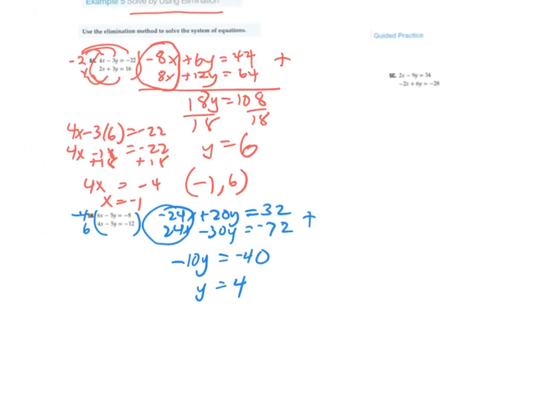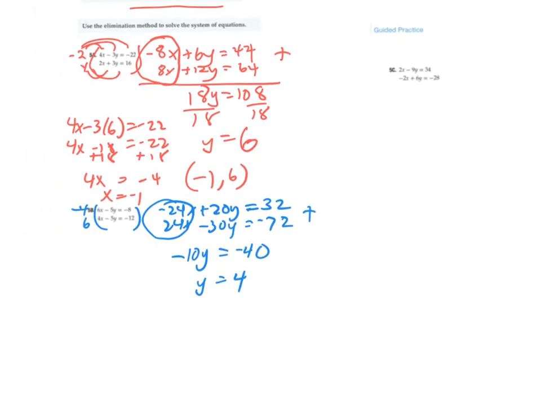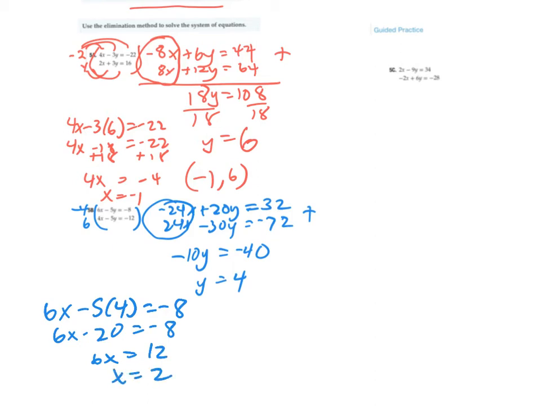So once I have one letter, I can then substitute that back into our equation, either one, but I'll do the top one. So 6x minus 5 times 4 equals negative 8. So 6x minus 20 equals negative 8. Add 20 to both sides. I get 12, and so x equals 2. So my answer is 2, 4.